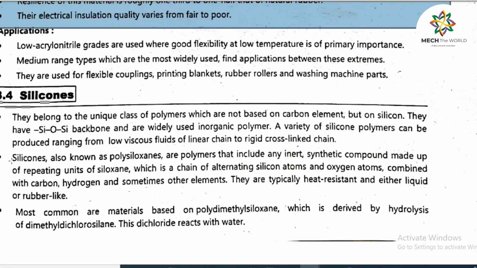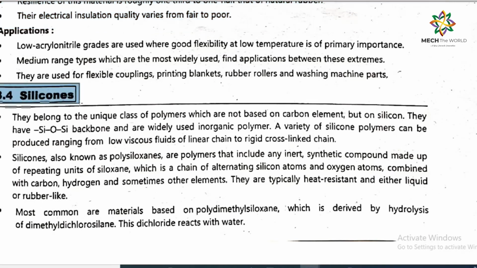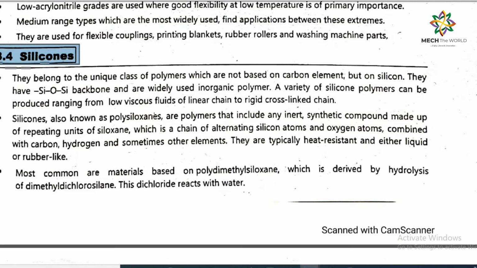Now after rubbers we are going to study about the silicones. Okay. So they belong to a unique class of polymers which are not based on the carbon element but on silicon. They have a silicon-oxygen-silicon backbone and are widely used in organic polymers. A variety of silicon polymers can be produced ranging from low viscous fluids of linear chain to rigid cross-linked chains.